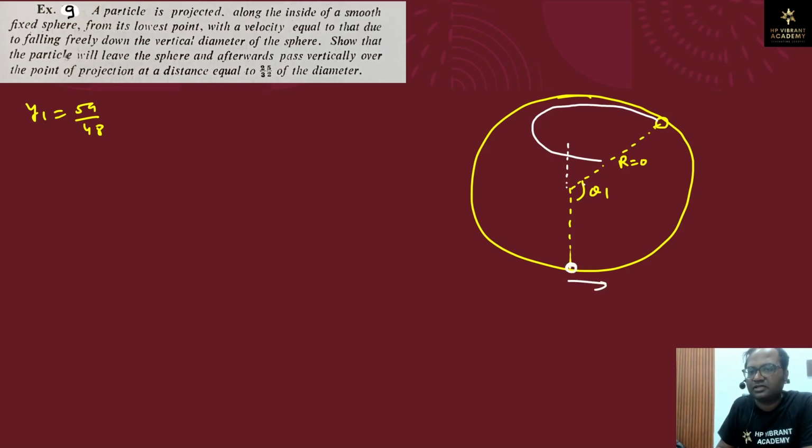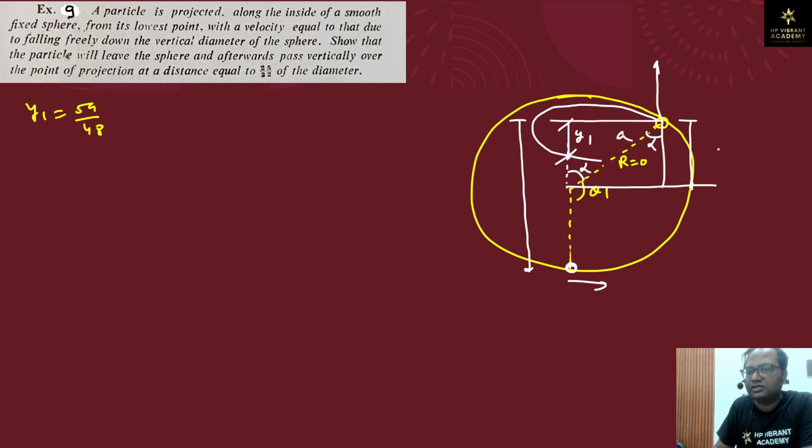So we have calculated y1. This is y1. This is the axis of the parabola. We have calculated this particular distance y1, and now how can we find the height? This whole distance: this is alpha, this is also alpha, so this distance will be a cos alpha, and this distance is a. So this whole distance will be a plus a cos alpha, and this is y1.